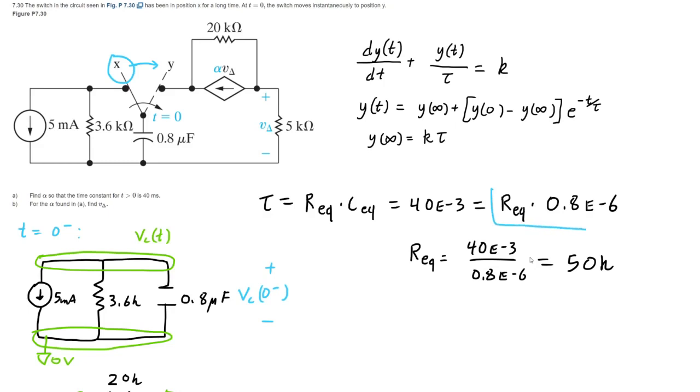So if we know what the C equivalent is going to be, because there's only one capacitor in the circuit, we can find our equivalent using a ratio, and that ends up being 50 kiloohms. So we're going to need that later when we're looking for alpha.